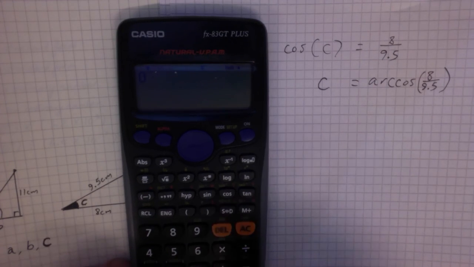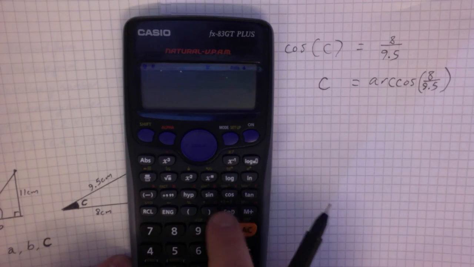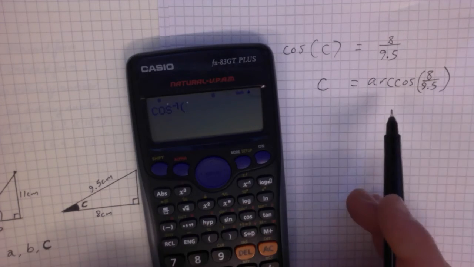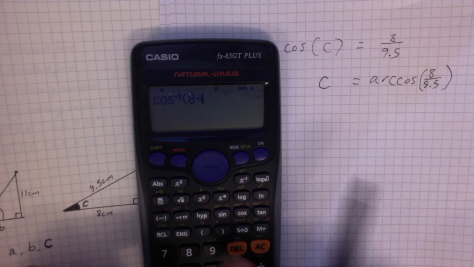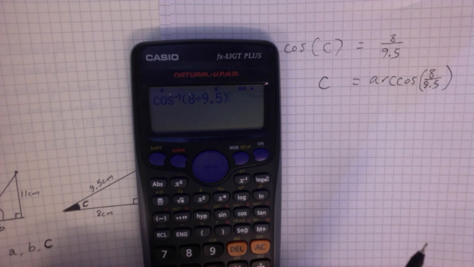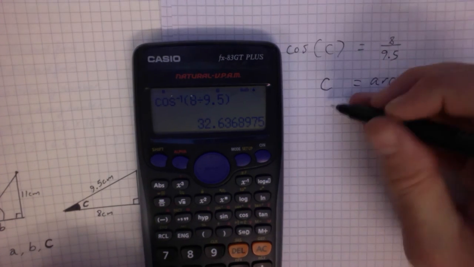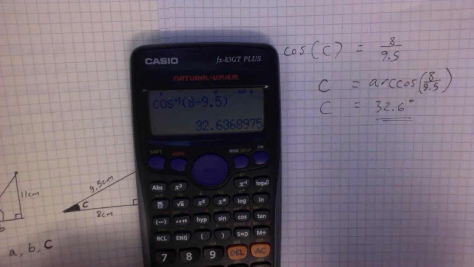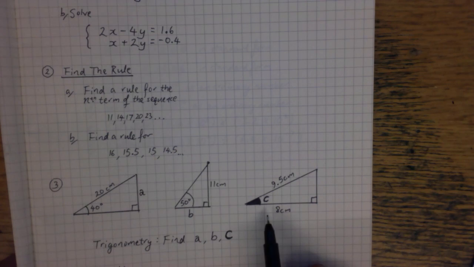And again, you can just bung that into the calculator. So on my calculator, you're going shift, cos, then it comes up with this cos with a little -1 that means the same as arc cos, and then of 8 divided by 9.5, close the bracket, equals 32.6 and a bit. So C equals 32.6 degrees, which again makes perfect sense in the context of the question, for that to be 36 degrees in that triangle.